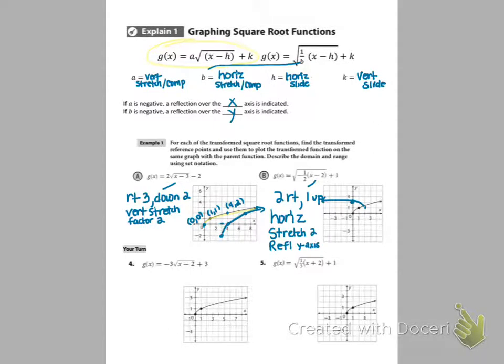So I see the slide 2 units right, 1 unit up, the reflection over the y-axis, and the horizontal stretch of factor 2.